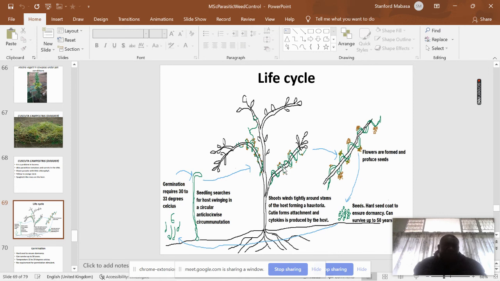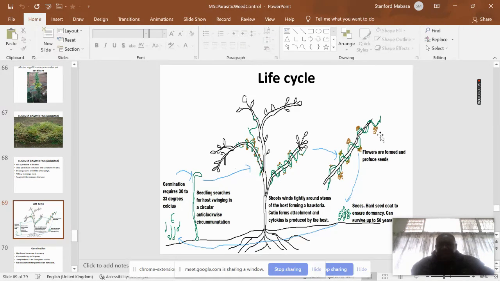The host can also produce cytokinins, which are essential for this association. So you have got cutin, and cytokinins, which are essential for the haustoria formation and form a bridge between the host and the parasite. Then the parasite can benefit in extracting the nutrients from the host.